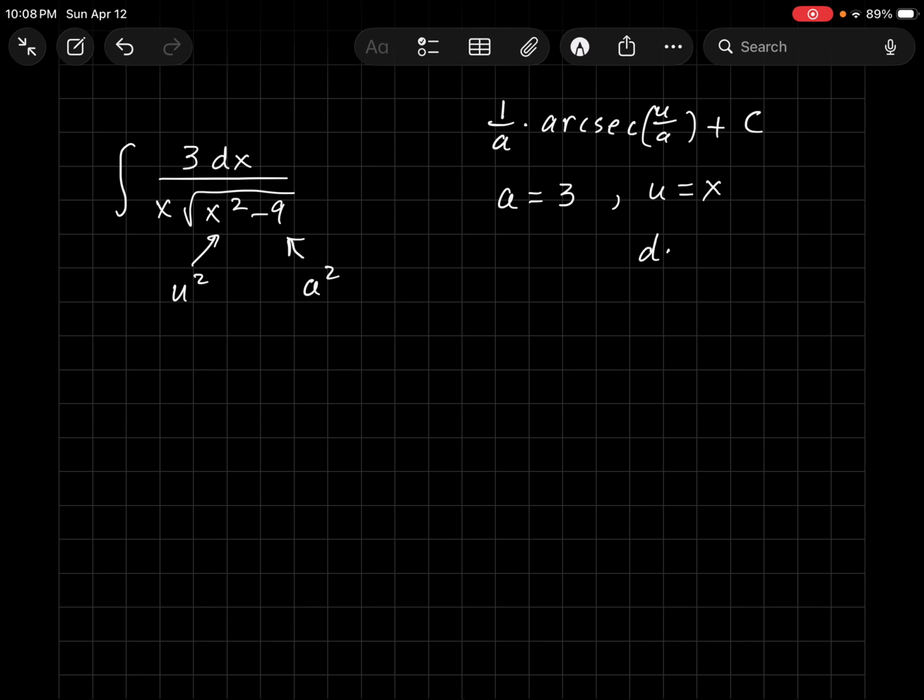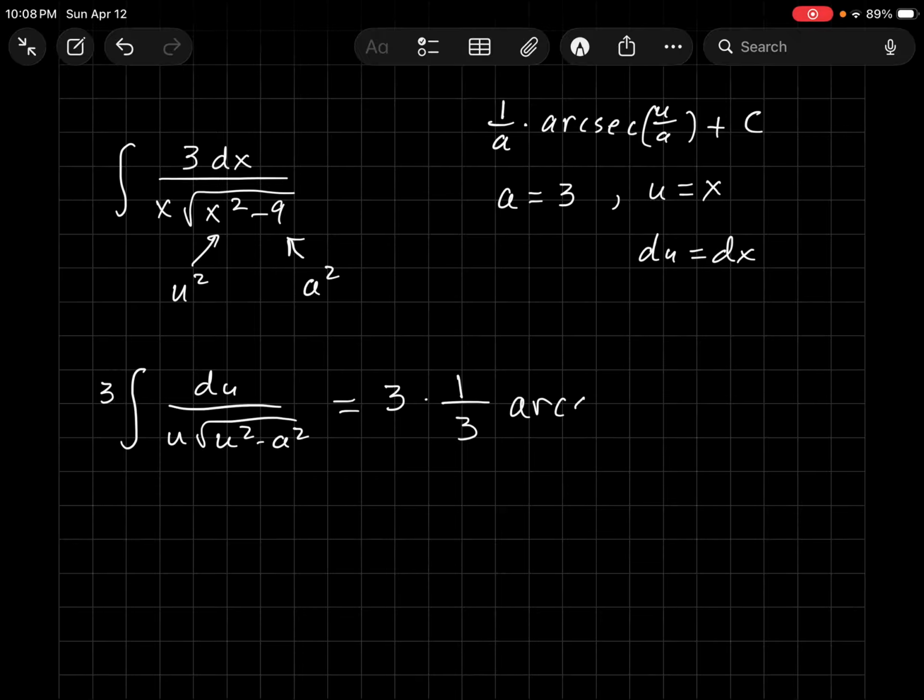So I don't really need to do a u-sub, but I'll go through the process anyways because du is dx. And this would end up being what? Well, I'll pull the 3 outside here, and I'm going to have du over u times root u squared minus a squared, which is 3 times 1 over a, so 1 over 3, and the arcsecant of u over a plus c.